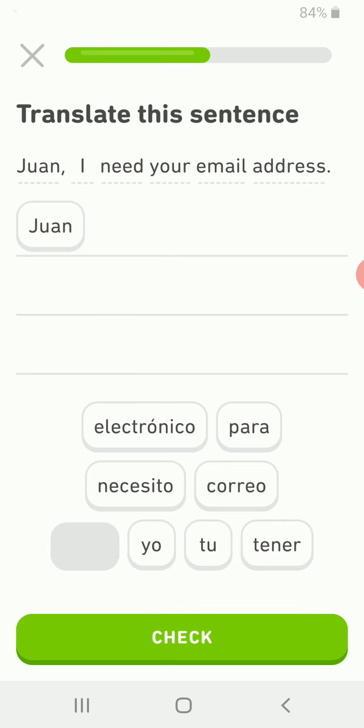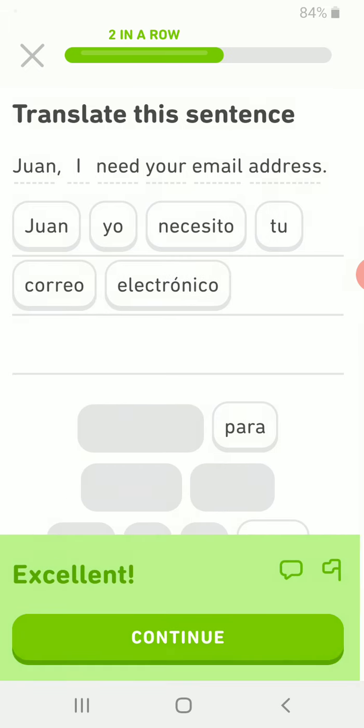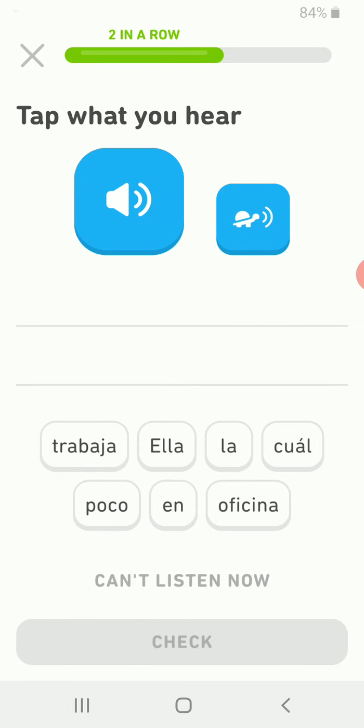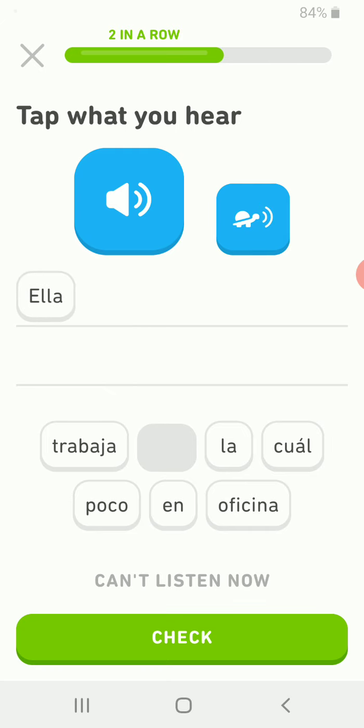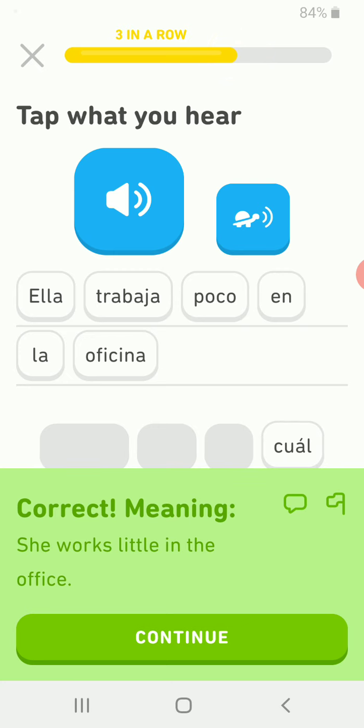So, Juan, yo necesito. What do you need? Your email address. So tu correo electrónico. Electrónico. Ella trabaja poco en la oficina. Correo or email, yes. So what was it? Ella trabaja poco en la oficina. Trabaja poco. En la oficina. La oficina. So she works little in the office.